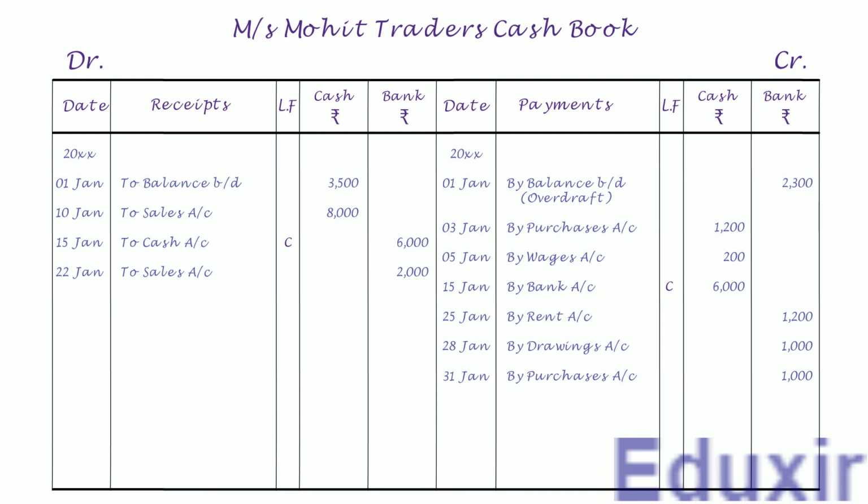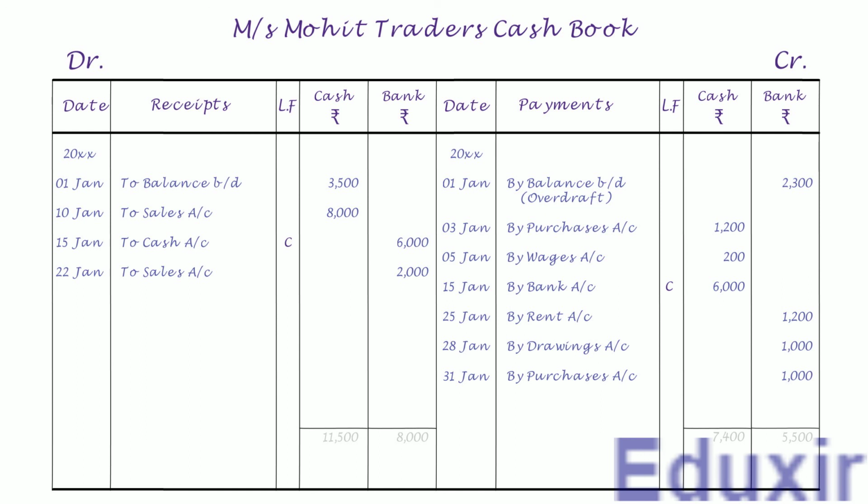Let us first total the receipts and payments to find the balance. The total of all the receipts on the debit side in the cash column is 11,500. Similarly, the total of all the receipts on the debit side in the bank column is 8,000 rupees. Now, the total of all the payments on the credit side in the cash column is 7,400 rupees. Similarly, the total of all the payments on the credit side in the bank column is 5,500 rupees.